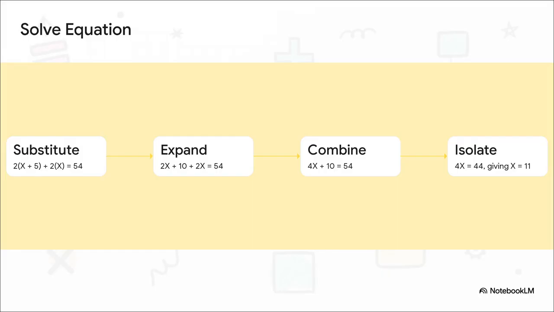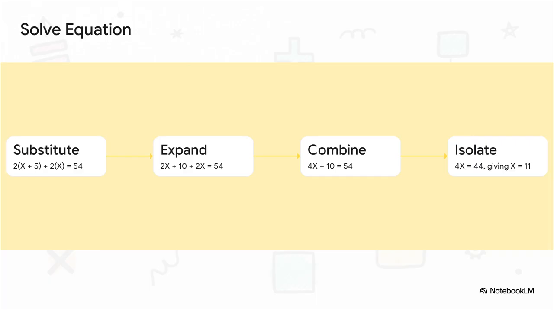And this brilliantly illustrates how the math just falls perfectly into place. Let's write out the steps together. We set up our equation, 2 times the quantity x plus 5 plus 2x equals 54. Step 2, we expand the brackets. So we get 2x plus 10 plus 2x equals 54. Step 3, we combine our like terms to get 4x plus 10 equals 54.